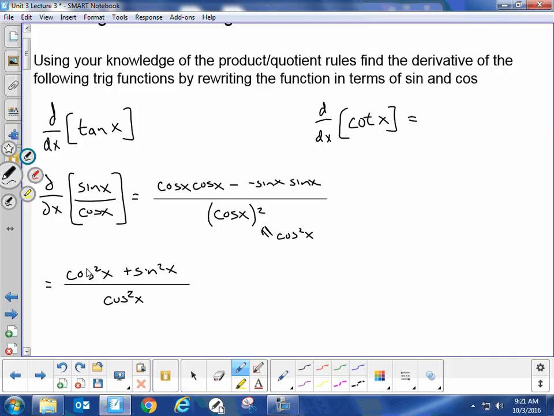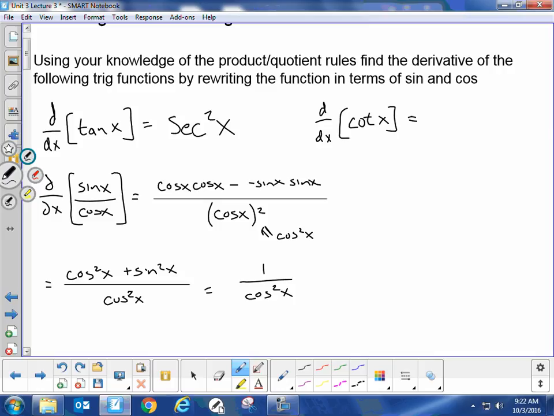Well, we should recall the standard trig identity coming from the Pythagorean theorem, a squared plus b squared equals c squared. Well, in a unit circle, the horizontals and verticals of your right triangles all have a hypotenuse of 1, so horizontal squared plus vertical squared is going to equal 1. So it turns out the derivative of tangent is 1 over cosine squared of x. Well, 1 over cosine is the same as secant. So it turns out the derivative of tangent is secant squared of x.